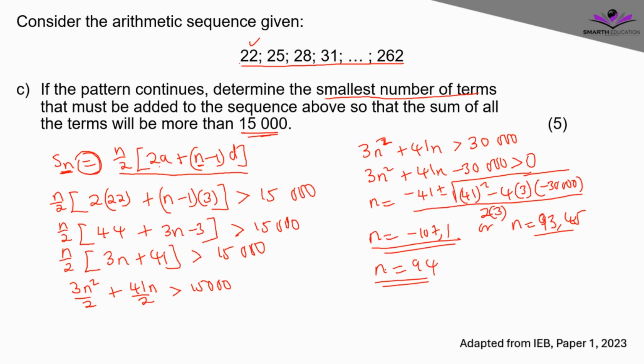Right. But again, let's answer the question. It says, if the pattern continues, determine the smallest number of terms that must be added to the sequence. We are just adding to this. So it means we have to remove these 81 terms. Remember in question 5a, we found the number of terms. We say this is term number 81. So we have to remove these ones to get the number of terms that must be added to this sequence. So therefore, n should be 94 minus 81, which is 13 terms. So on top of this, 13 more terms must be added to this sequence to get just more than 15,000.